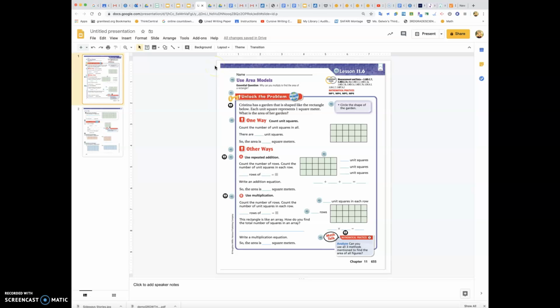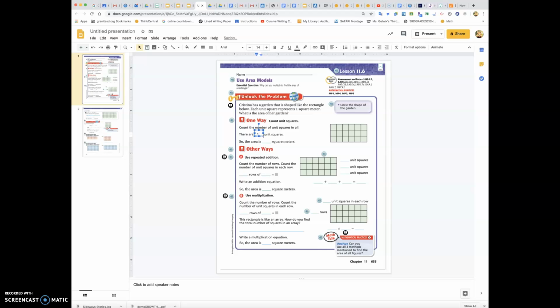Christina has a garden that is shaped like a rectangle below. Each unit square represents 1 square meter. What is the area of her garden? So one way that you can find the area is just to straight up count the squares. So you go in here and you go 1, 2, 3, 4, 5, 6, 7, 8, 9, 10, 11, 12, 13, 14, 15, 16, 17, 18. So there are 18 unit squares.